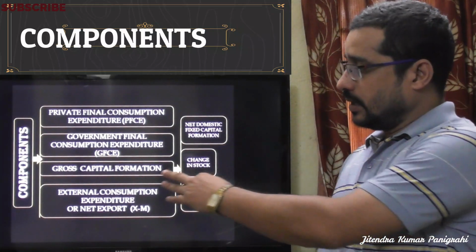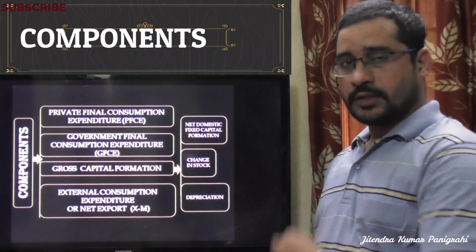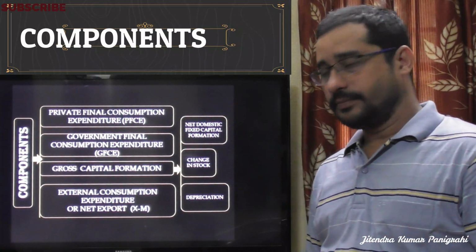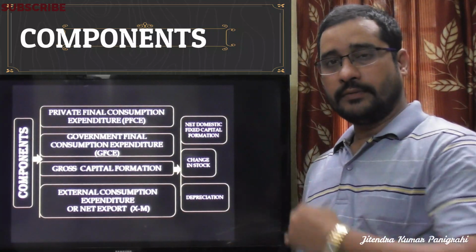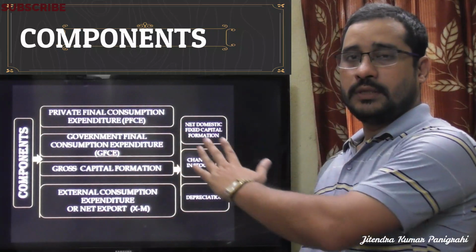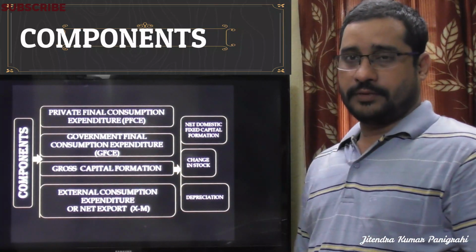Similarly, this gross capital formation has three subcomponents: the net domestic fixed capital formation, then change in stock, then depreciation. So these are the components of this expenditure method.